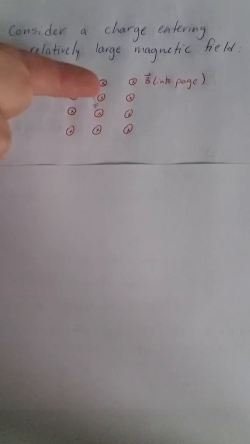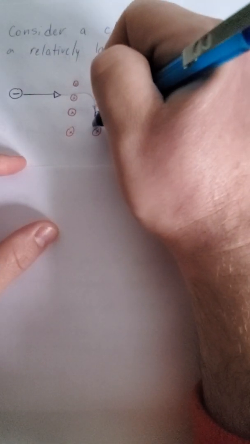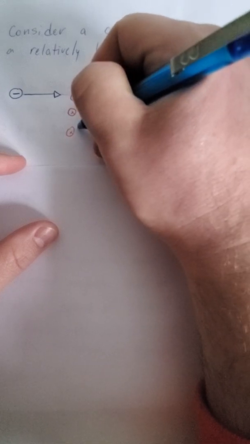But the reason I've asked us to consider a large magnetic field is that as it's traveling down, it's still stuck in it. So now consider this negative charge moving down. My thumb will have to point down. My fingers are still into the page. And now my palm's facing to the left. So this guy is going to be deflected to the left.